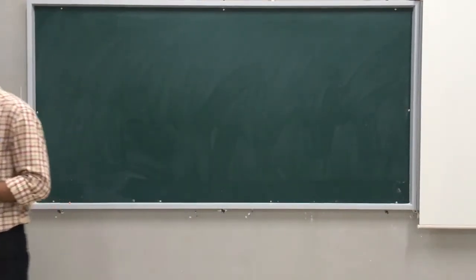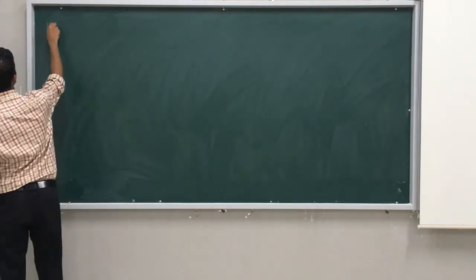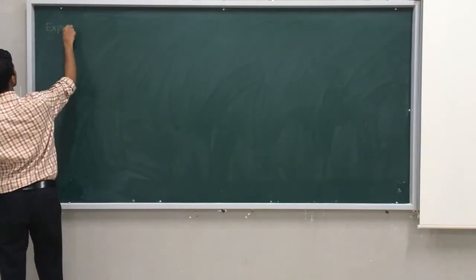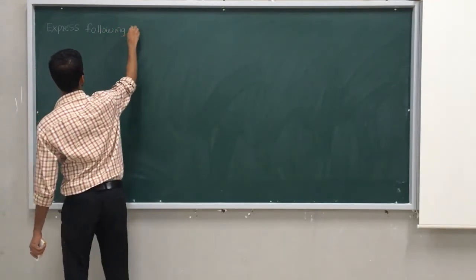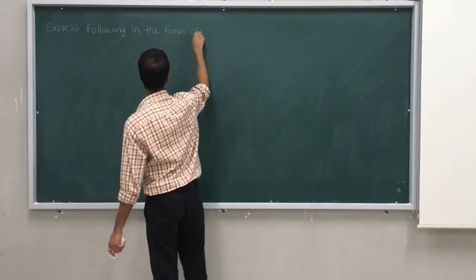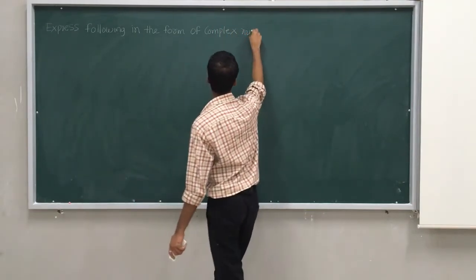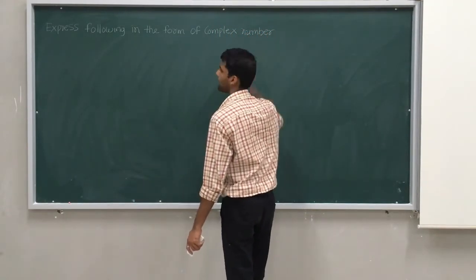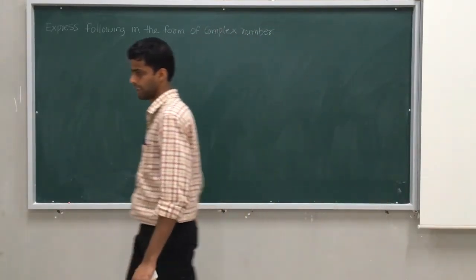The given question is: express the following in the form of a complex number. So they have given a few questions. Let me discuss them one by one.